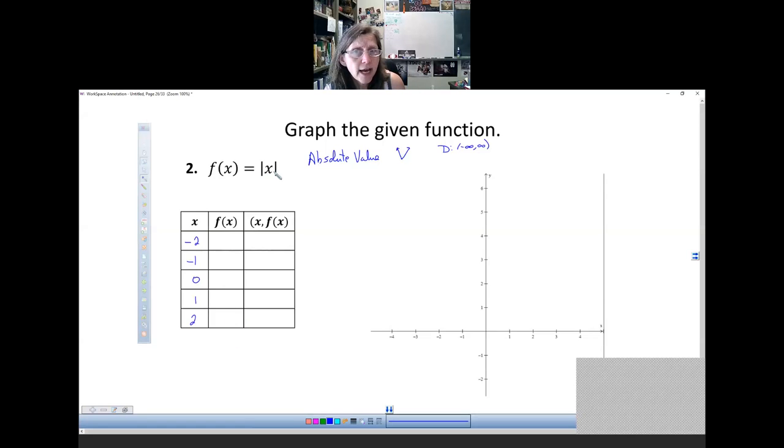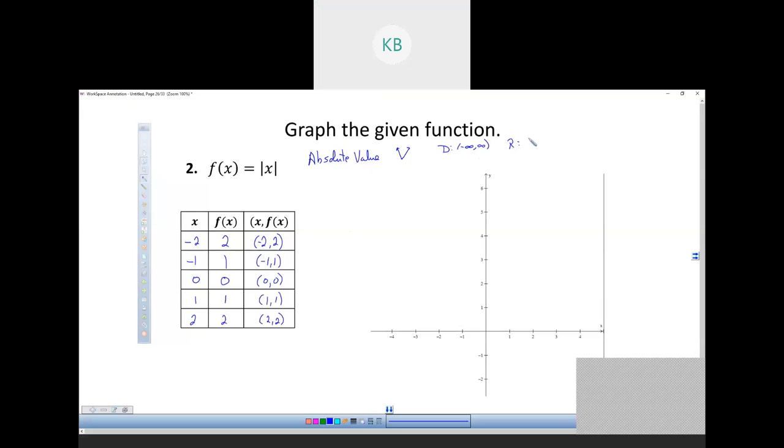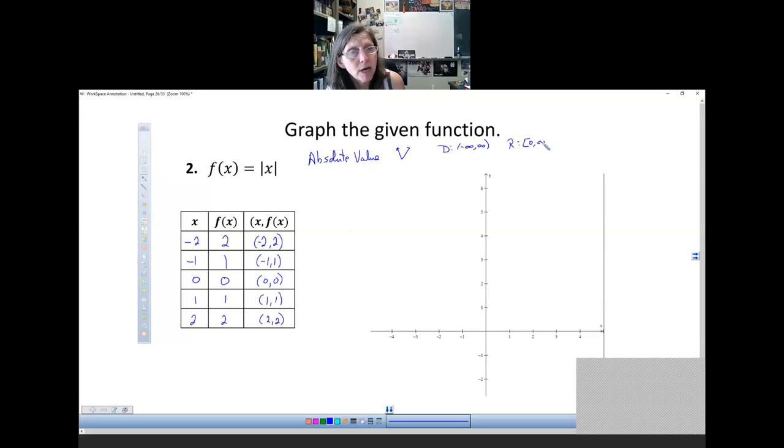So the absolute value of negative 2 is positive 2. The absolute value of negative 1 is positive 1. The absolute value of 0 is 0. Plug in 1, I plug in 2. And notice something about this. All of my y values, again, are what kind of numbers? Somebody tell me what all of my y values are here. Positive. They're all positive, exactly. Which means that my range, again, goes from 0 to positive infinity.